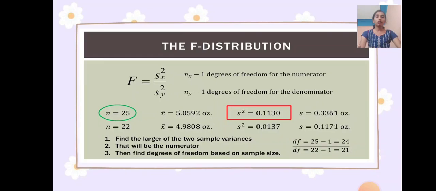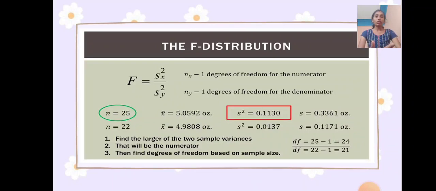And this is the formula for F distribution. F is equal to s squared x divided by s squared y. Here nx minus 1 shows the degree of freedom for the numerator. ny minus 1 denotes the degree of freedom for the denominator. This is a small example.